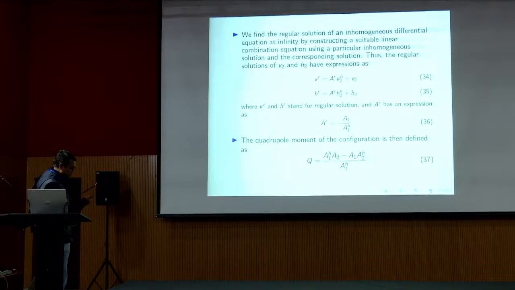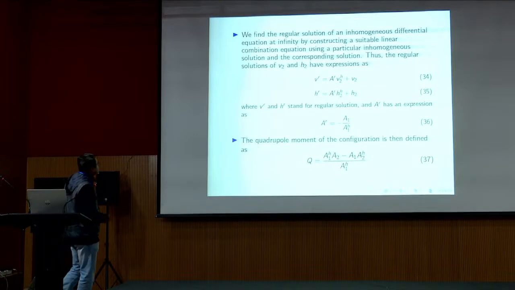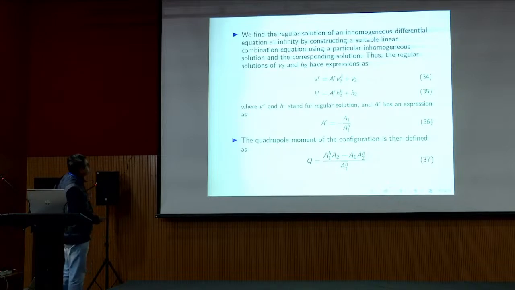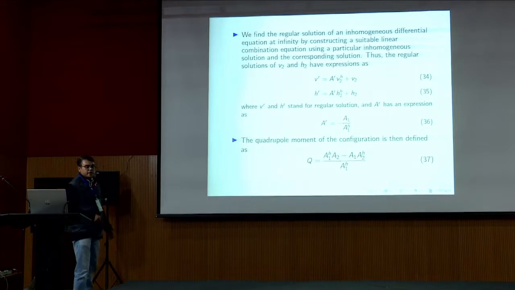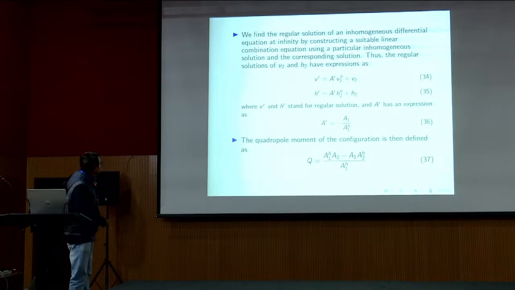And finally we will get the solutions, taking the inhomogeneous and homogeneous parts in this form, to get this value of VR and HR, where R stands for the regular solutions, and this AR is taken as this one. So using all this, by taking the 1 by r cubed coefficient form, we can calculate the quadrupole moments of the stars.